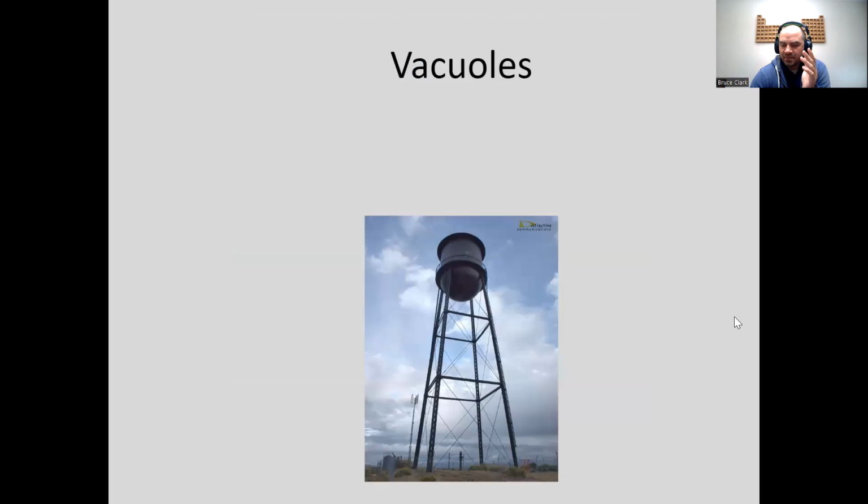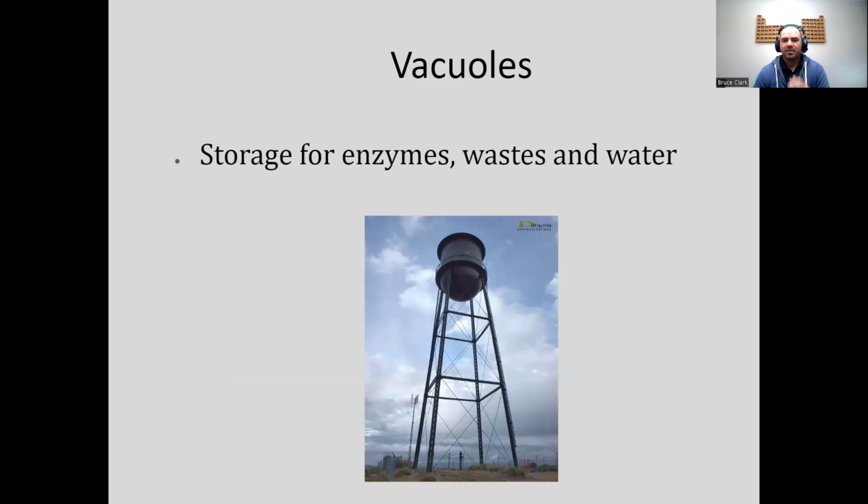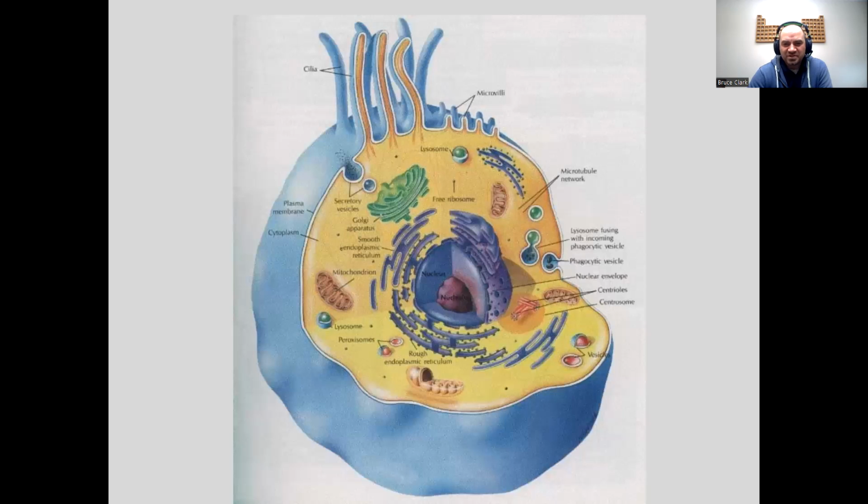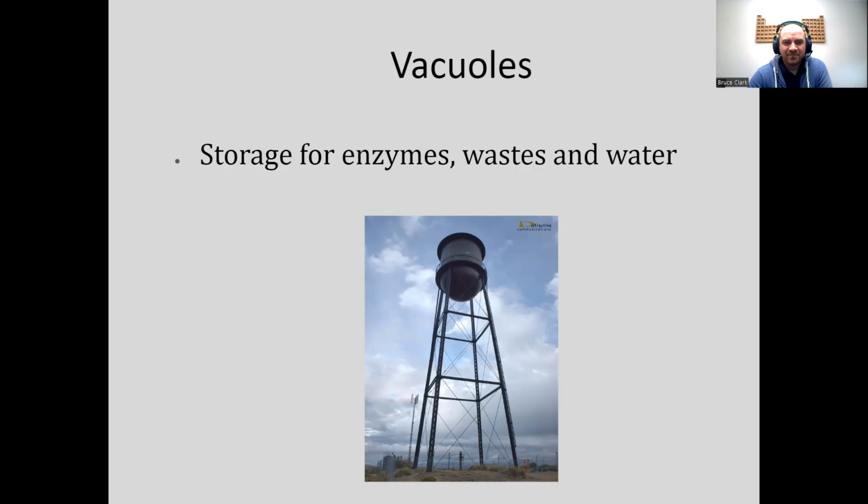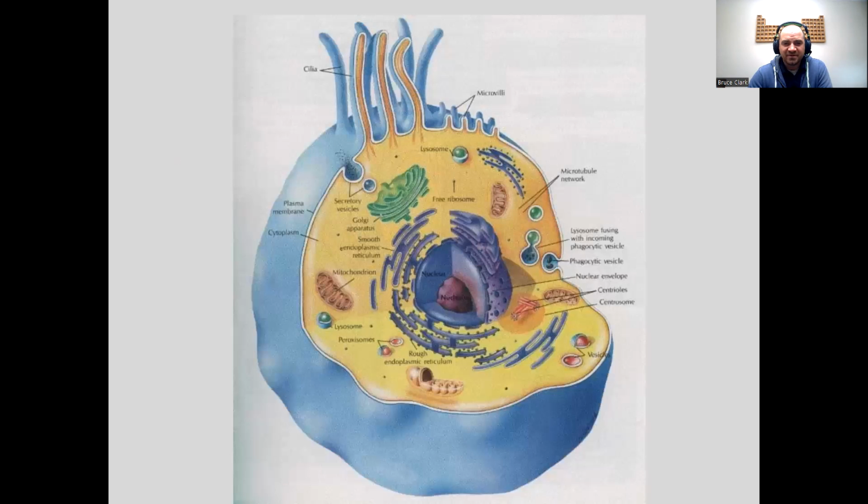Next cell part are going to be vacuoles. Vacuoles are used for storage, enzymes, waste, and water. If you are a plant, you have a huge central vacuole that stores water for you. Humans, our vacuoles we don't store that much water, but it's kind of the storage unit of the cell. No picture there for vacuoles. I don't think anything's in there. Like I said, they're small. They're maybe only certain cells have them. I said huge when it comes to plants, but for animals, not as big of a deal.